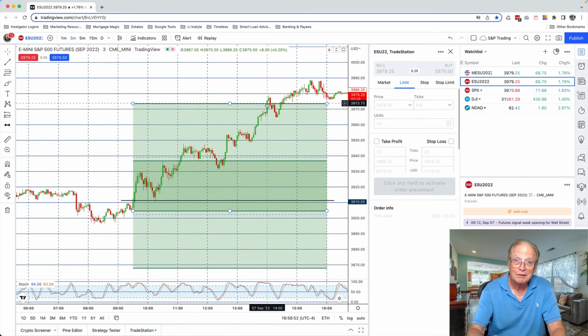Now, this does not replace trade setups. The Taylor trading technique is a swing trading technique. It's not a setup technique. It's not a scalping technique. So that's how I use it.